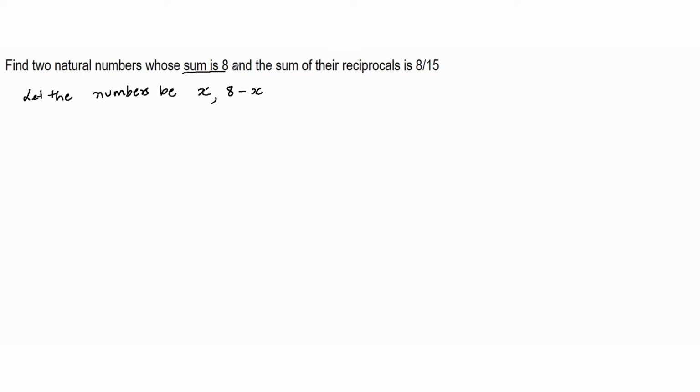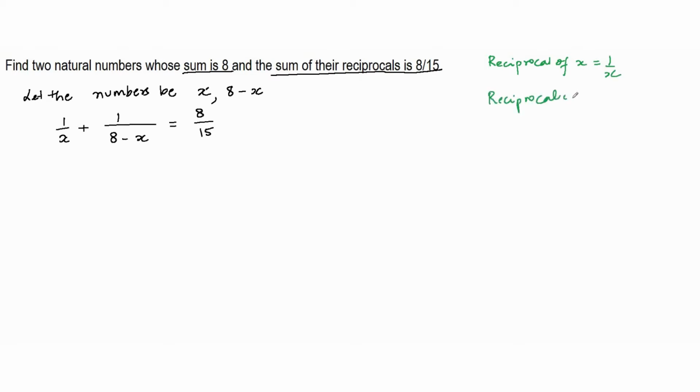So the sum of these two numbers is 8, and the sum of their reciprocals is 8 by 15. That means 1 by x plus 1 upon 8 minus x is equal to 8 upon 15, right? The reciprocal of x is 1 by x, and the reciprocal of 8 minus x is 1 upon 8 minus x, and the sum of these two reciprocals is 8 upon 15. That is the condition given to us. So this is how I framed the equation.